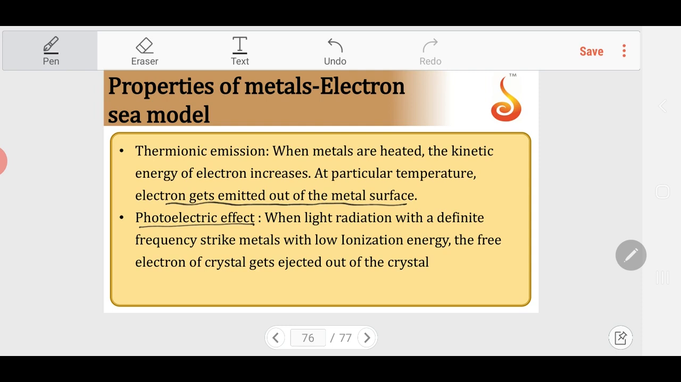When light radiation falls on metals like cesium or rubidium, which have very low ionization energy, the energy of the light itself is sufficient to overcome the attractive forces. So that's going to eject the electrons out of the crystal. So both photoelectric effect and thermionic emission can be explained by the same electron sea model.